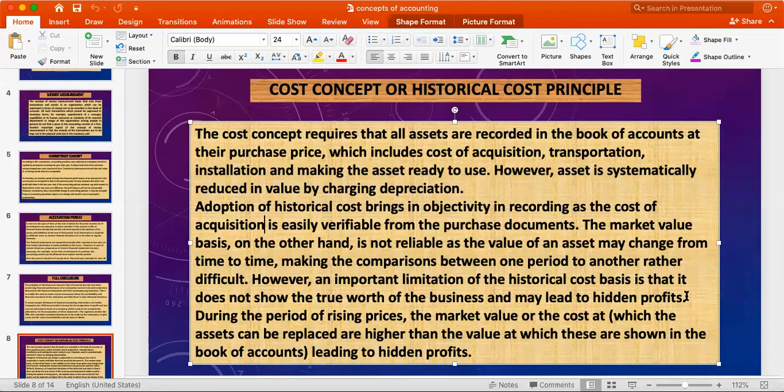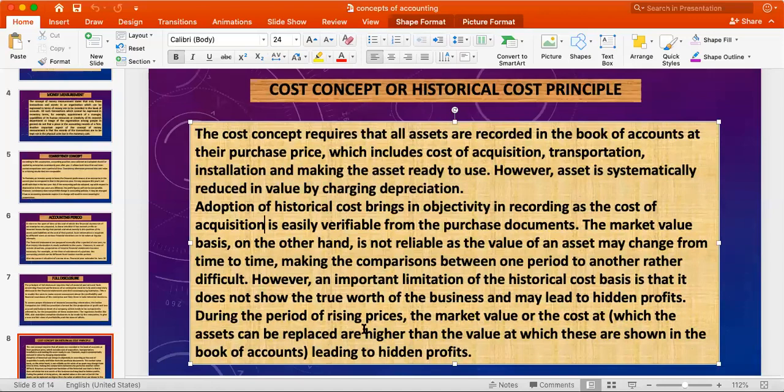Now one of the disadvantages of this concept is inflation, which in Hindi we generally call tezi, market mein tezi aayi hai. With inflation, many products' prices keep on increasing, and then asset prices will also increase. But if you are still showing them at a lower price in your books, obviously there is a profit which is not declared, as you are showing it on the old values. This is what hidden profits means. There are profits, but they are hidden because you are showing assets at lower cost.